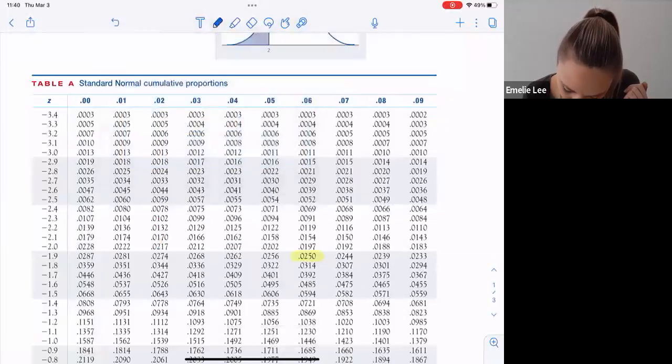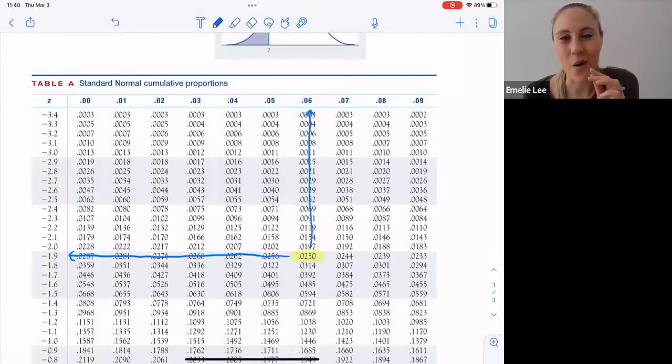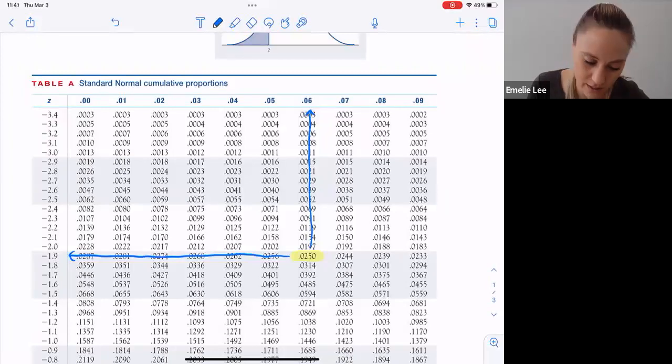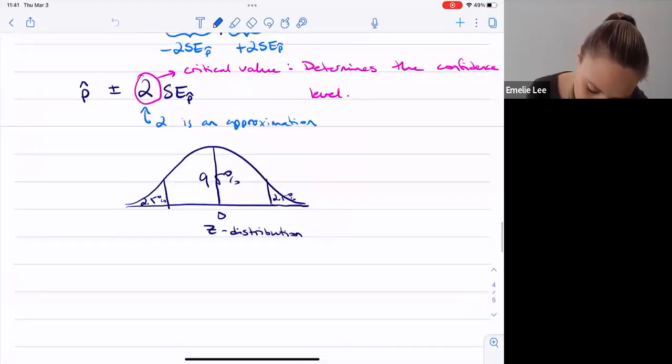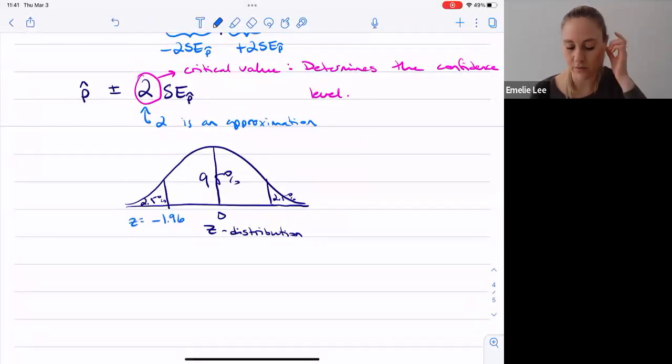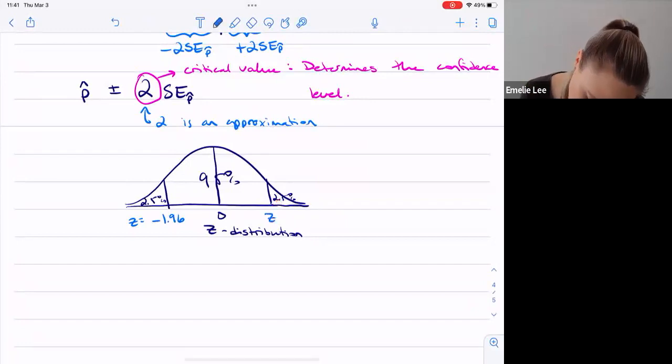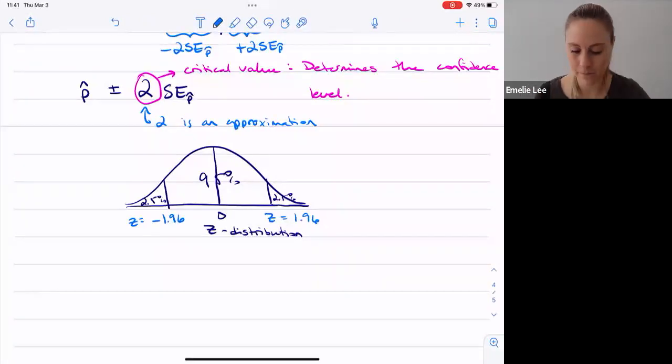So I can map this back to negative 1.96. Now, negative 1.96 is really close to negative 2, right? I don't think there's any argument there, but you just kind of have to wrap your head around it. So Z equals negative 1.96. And then by symmetry on the upper end, this is also 1.96, the positive version, because we're going above. So Z equals 1.96.